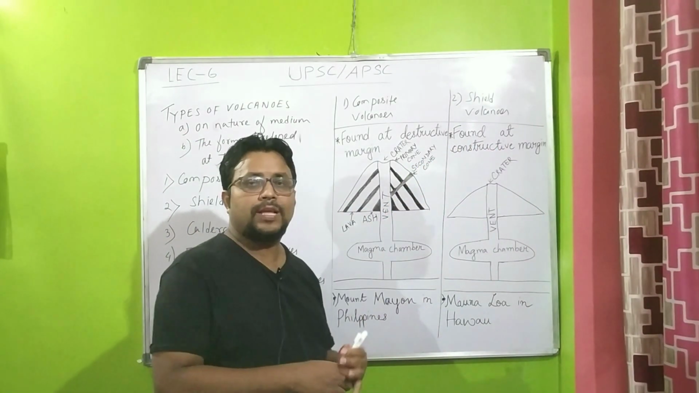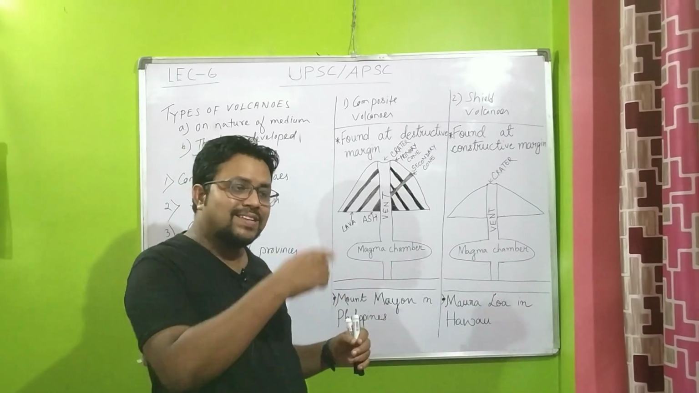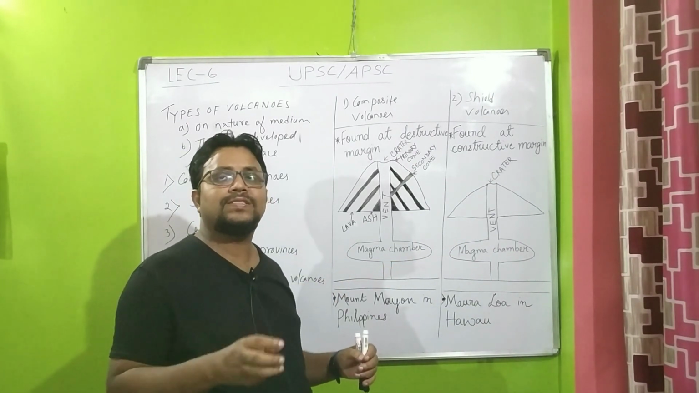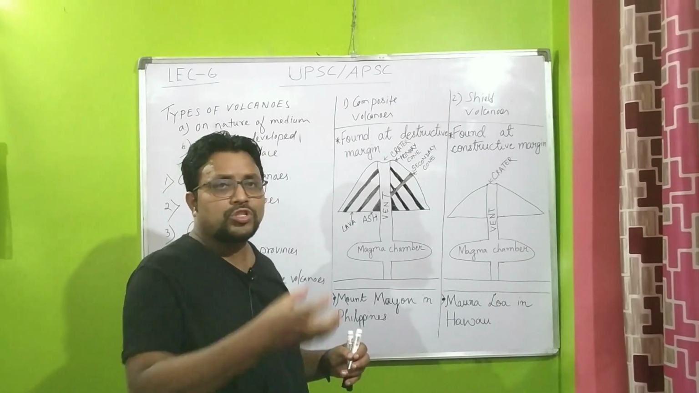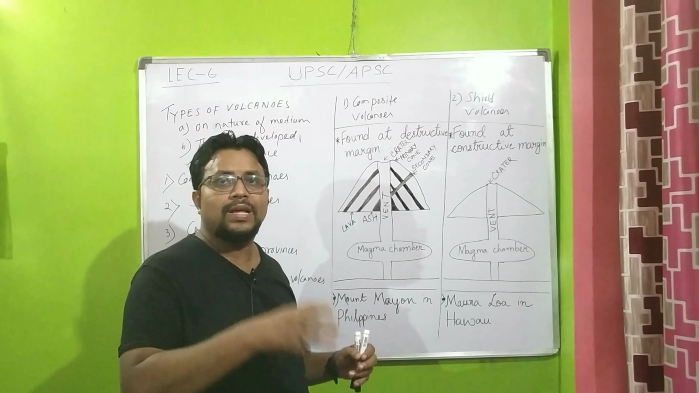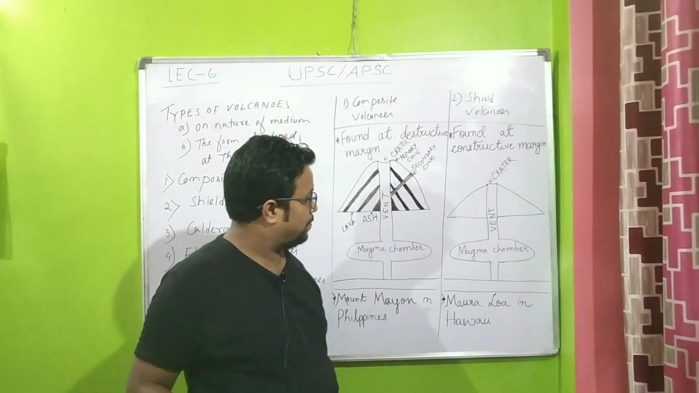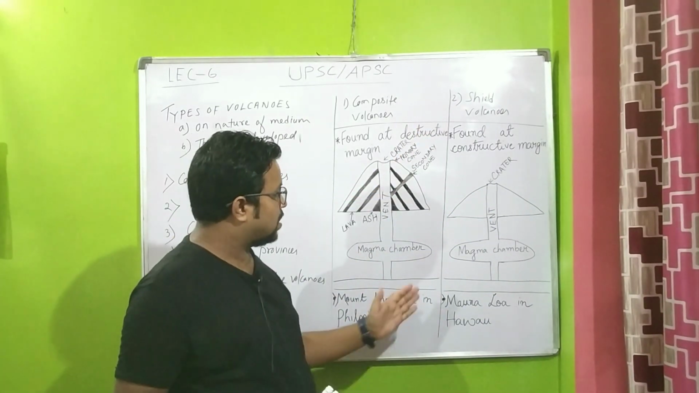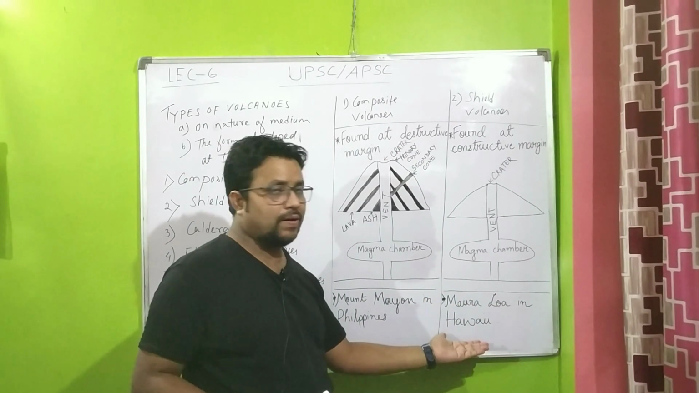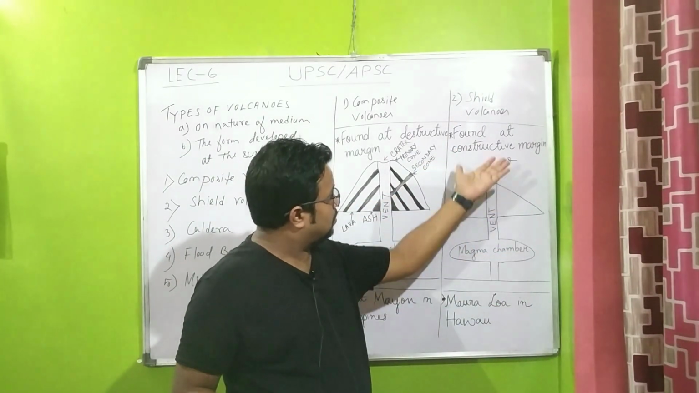Constructive margin. That means when two oceanic plates move away from each other, a vacancy is created. This vacancy is fulfilled by what? Magma. So here construction of oceanic crust is going on. That's why this margin is said to be a constructive margin. One prominent example of a seal volcano is Mauna Loa in Hawaii, and it looks like this.